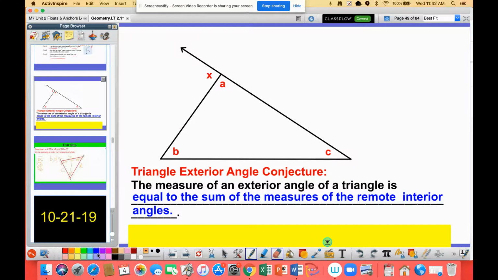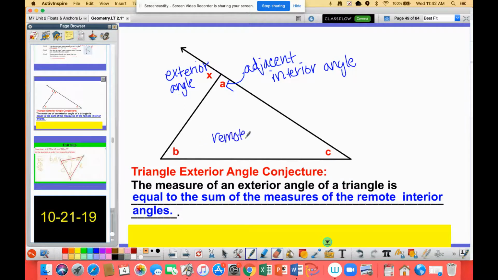So let's just label some things here. We know that X is our exterior angle. A is our adjacent, remember next to, interior angle. And then B and C are our remote interior angles. I'm just relabeling those things so this makes sense to us.